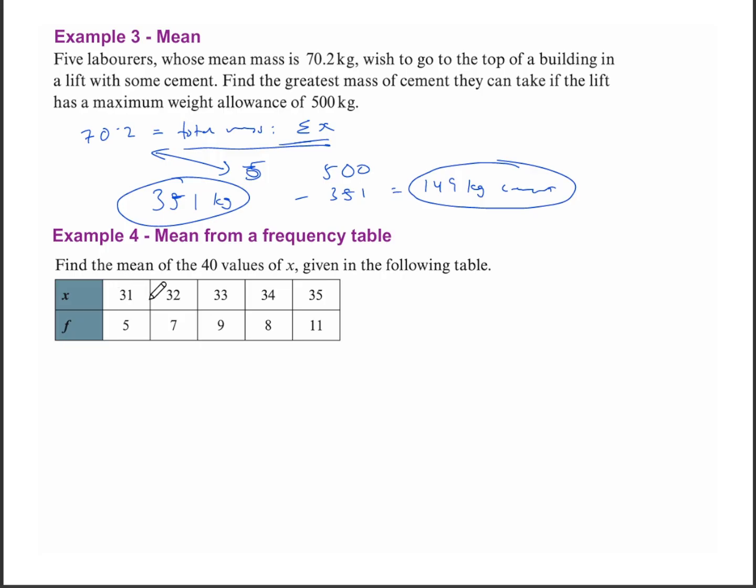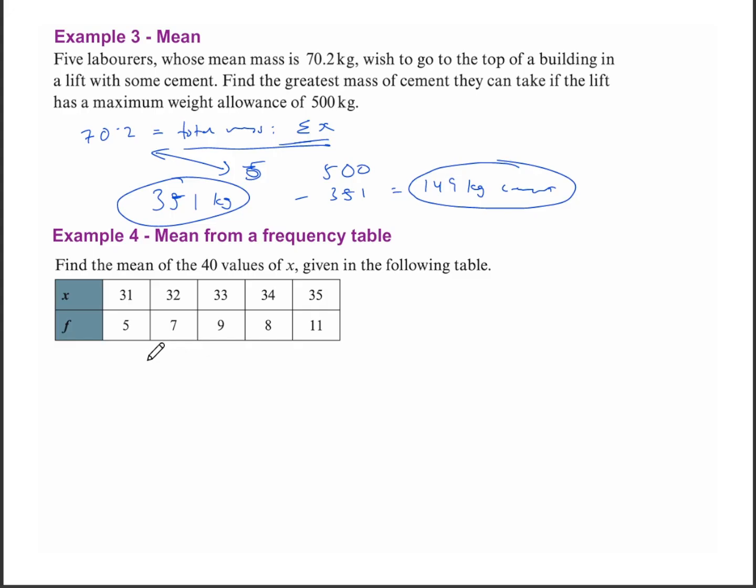Next, we are told to find the mean of the 40 values of x given in the following table. This table right here has discrete values with each of their frequencies. What frequency means is the number of times that discrete value has been repeated. So if we have the data point of 31 with a frequency of 5, therefore that data point has been repeated 5 times.